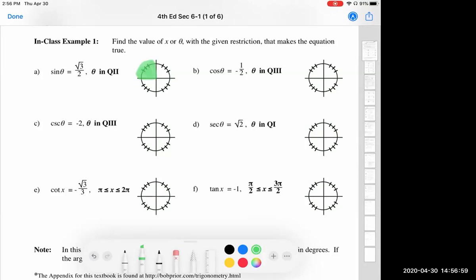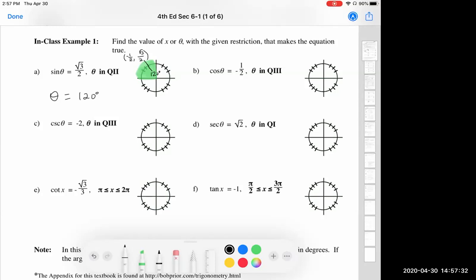So make sure you have your unit circle out, have it handy. And see, sine is radical 3 over 2 at 120 degrees. Right here, right? We have the coordinate point of negative 1/2 and radical 3 over 2, and that's at 120 degrees. So our answer for theta is 120 degrees.